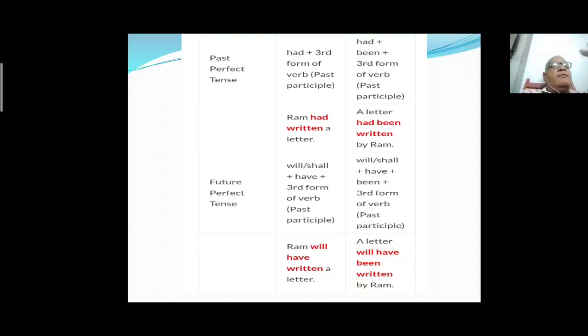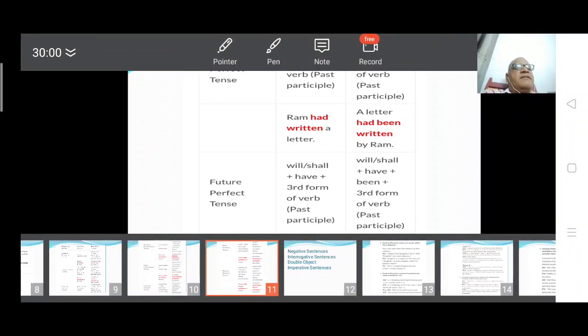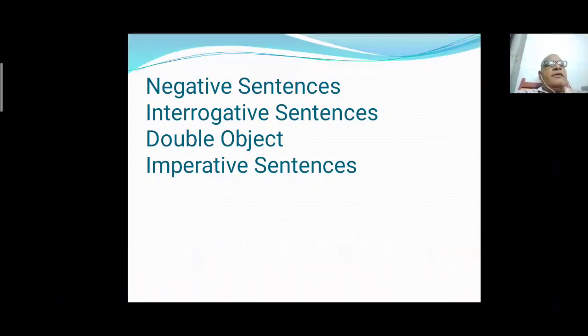And future perfect tense example is Rama will have written a letter. A letter will have been written by Rama will become the passive form. Then here, if we watch, all the tenses have active forms, and all of them have passive forms except for present perfect continuous, past perfect continuous, future perfect continuous, and future continuous. Except these four tenses, all the tenses have active and passive voices.